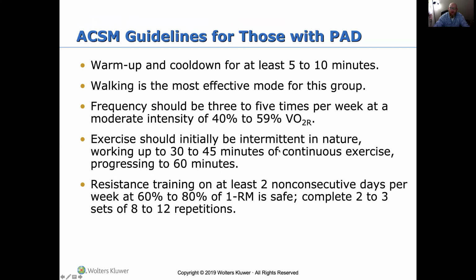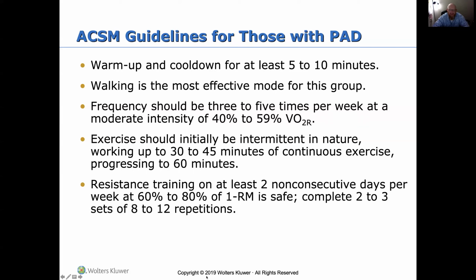For people with peripheral artery disease, PAD, warm up and cool down need to be at least 5 to 10 minutes. Walking is really the most effective mode for this group. It needs to be done 3 to 5 times a week at a moderate intensity, 40 to 59% of VO2 reserve. Exercise should initially be intermittent in nature, working up to 30 to 45 minutes of continuous exercise, progressing to 60 minutes.